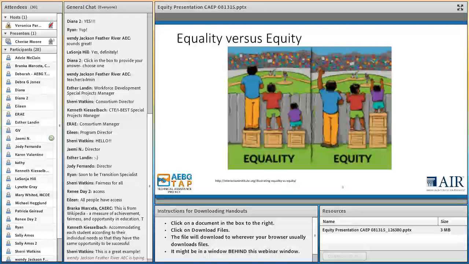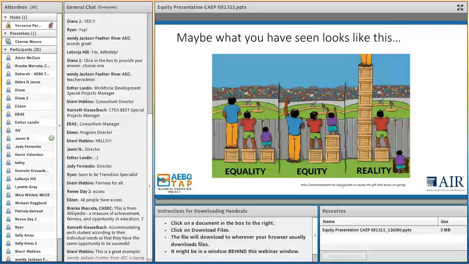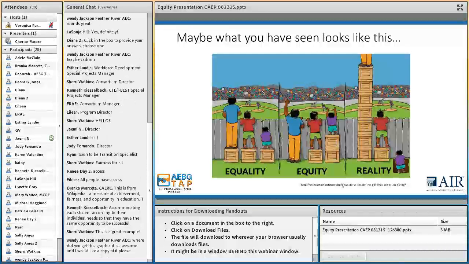I'm going to show you one more visual. You may or may not like it, but we're showing it anyway, because this is what reality is often like. If you look to the far right, that's why we need a lens of equity, because that is often the reality.